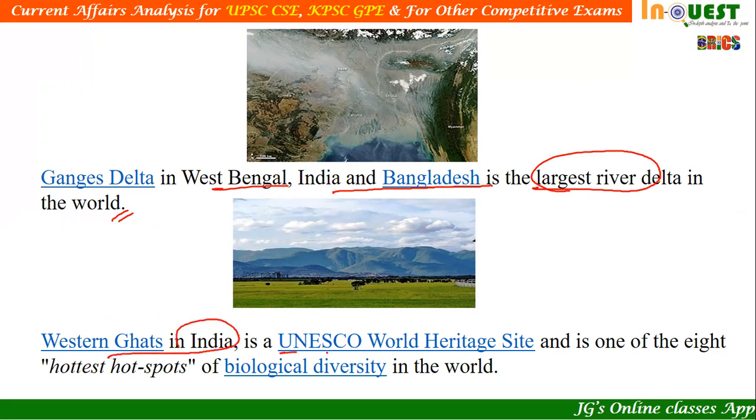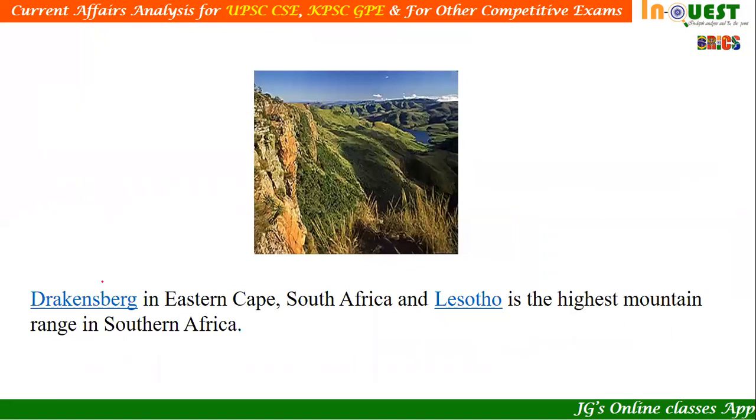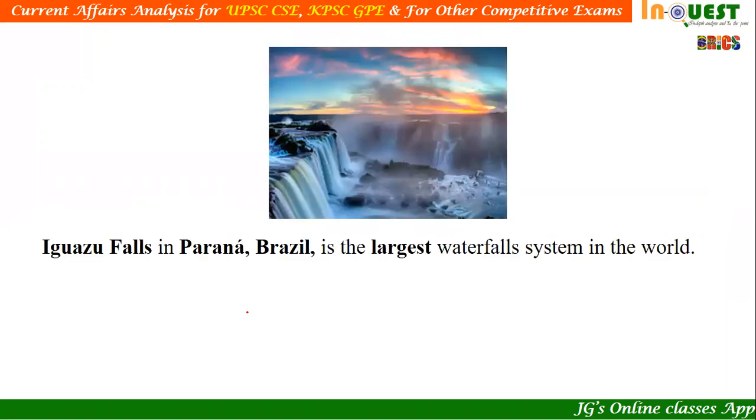Next, the Western Ghats in India is a UNESCO World Heritage Site and is one of the 8 hottest hotspots of biological diversity in the world. Next, we have Kanchenjunga, located in Sikkim, India, and Nepal, the 3rd highest mountain in the world. Then the Yangtze River in Yunnan, China is the 3rd largest river by length in the world. Next, we have Drakensberg in Eastern Cape, South Africa, and Lesotho. Lesotho is within South Africa. It is the highest mountain range in South Africa. And finally, we have Iguazu Falls in Paraná, Brazil, the largest waterfall system in the world.